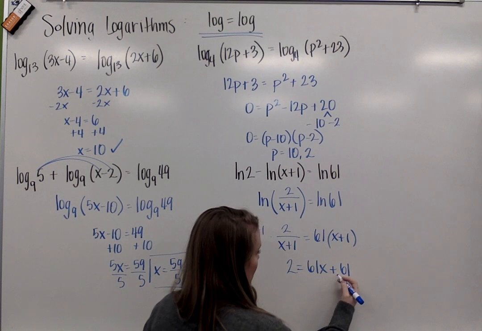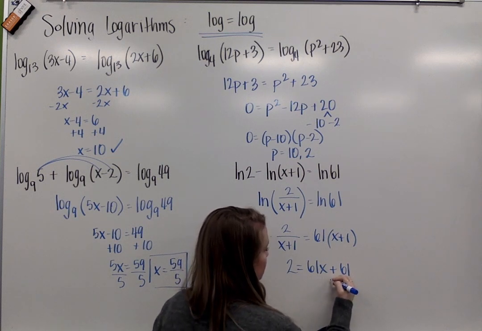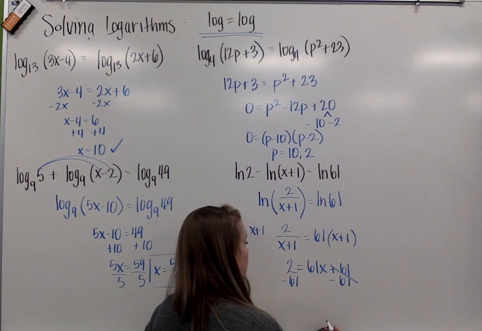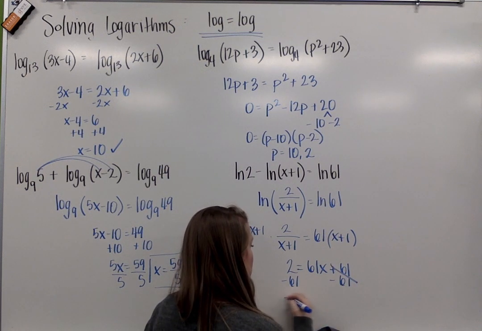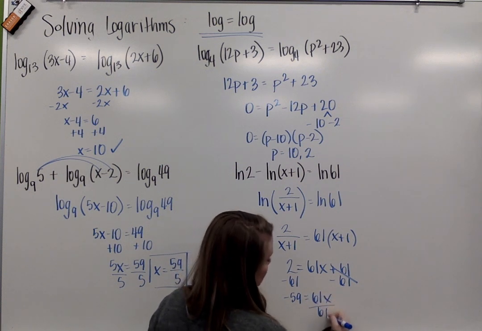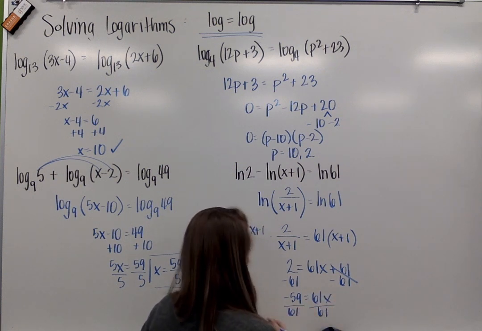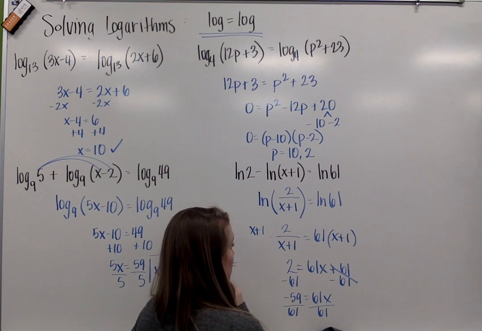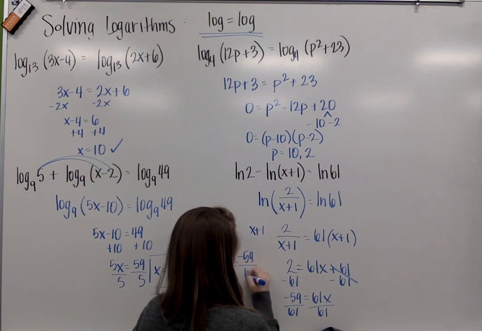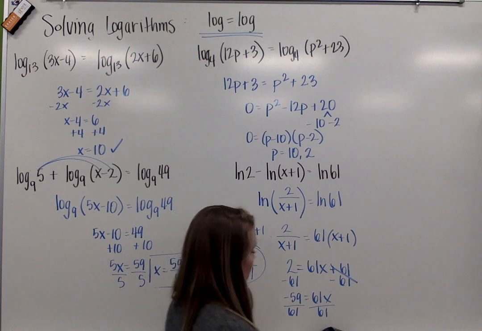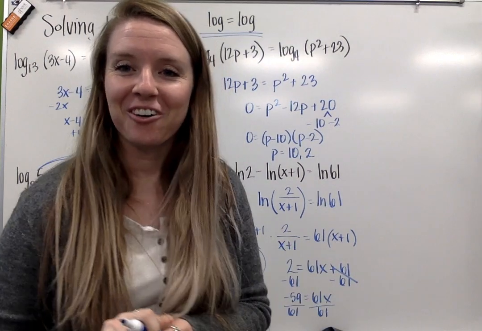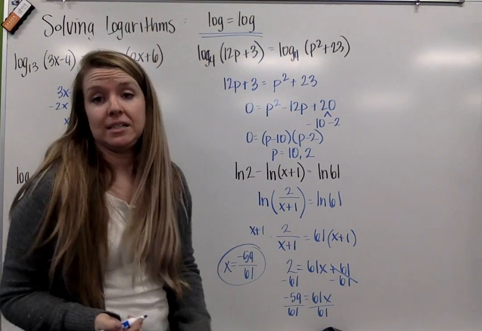So I'm going to go ahead and minus my 61 over. That's going to give me negative 59 equals 61x. And then I divide by 61. So x equals negative 59 over 61. And there's my solution. Computer's asleep. Hopefully it's still recording. But that's all it is.